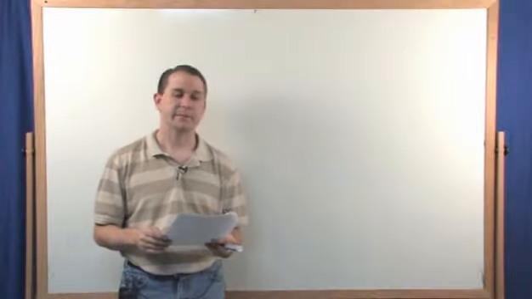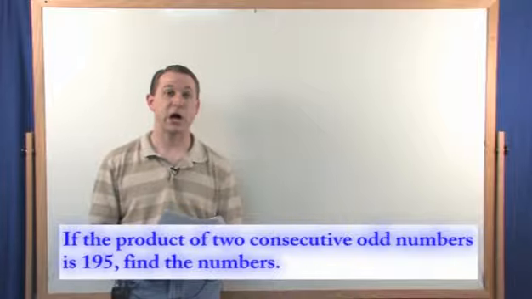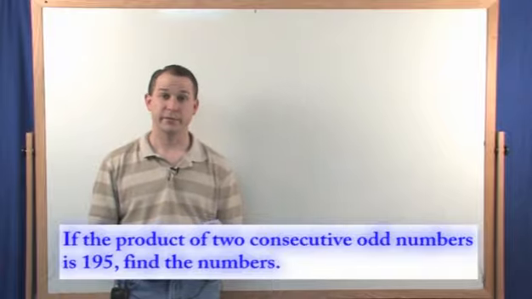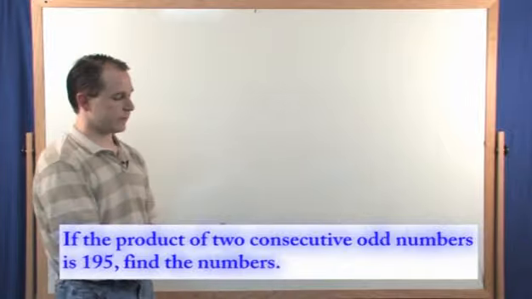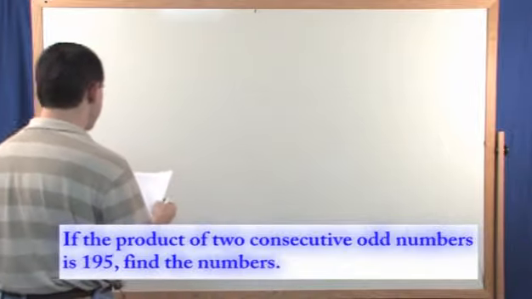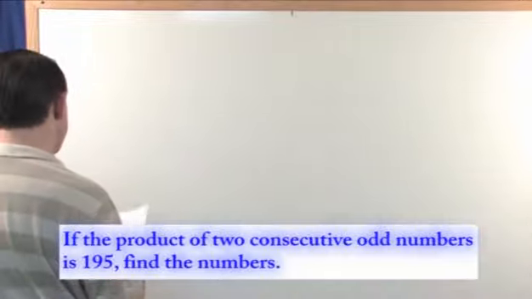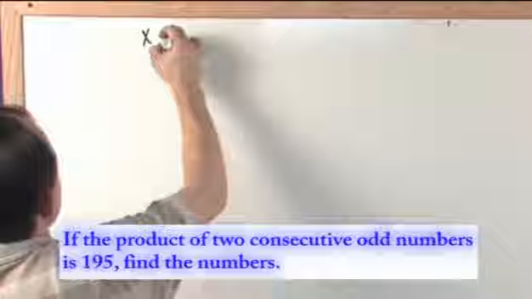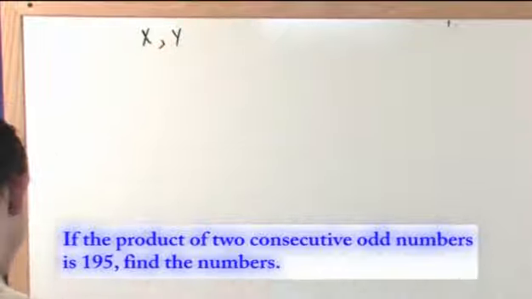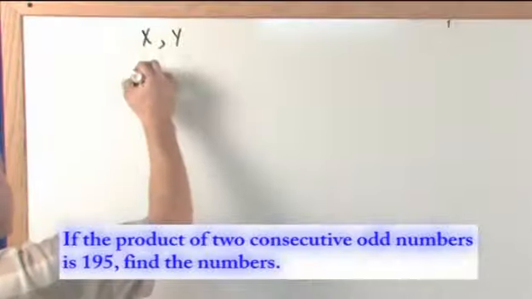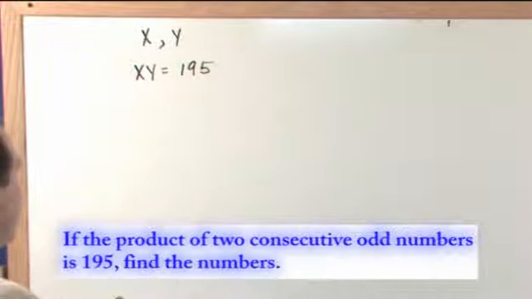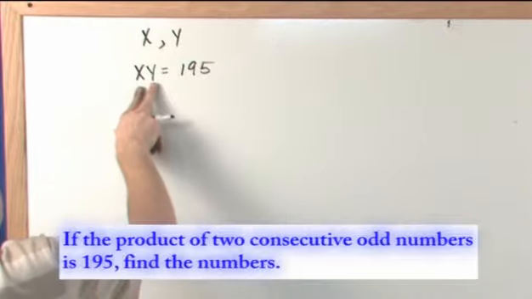Next problem. If the product of two consecutive odd numbers is 195, find the numbers. So it's a short problem, but we know that the product of two consecutive odd numbers is 195. So we're going to have x and y be our two numbers. We're trying to find those numbers. And we know that the product of those two numbers is 195. But we know that we can't stop there because we have two variables and only one equation.